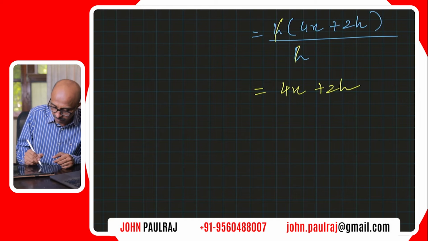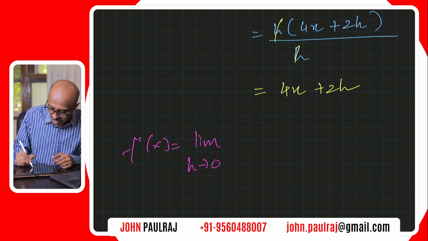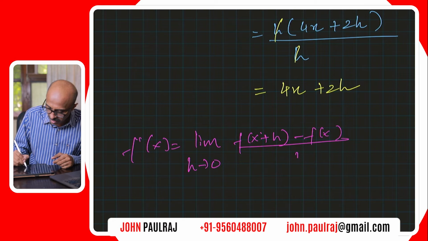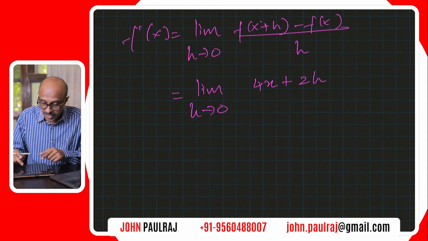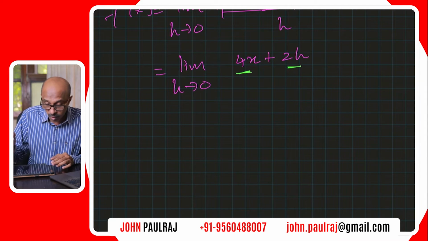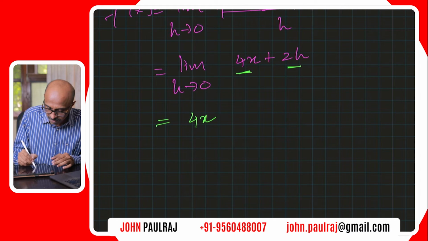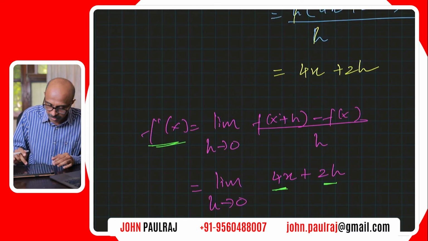Now we have to find the limit of the difference quotient, which is the formula for the derivative. So f prime of x is equal to the limit as h approaches 0 of f of x plus h minus f of x over h, and that happens to be the limit as h approaches 0 of that term we've already calculated, 4x plus 2h. When we take the limit for both the terms, the first term does not have any h, so that's just going to be 4x as it is. And here when we put h equals 0, that term just goes off, and so this limit is just 4x.